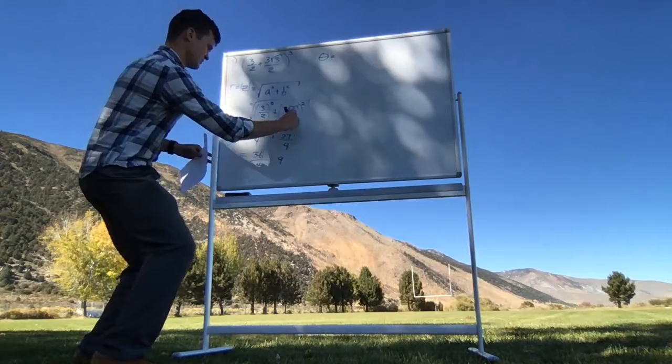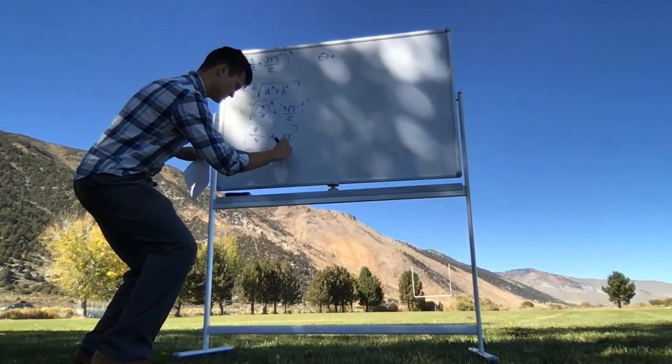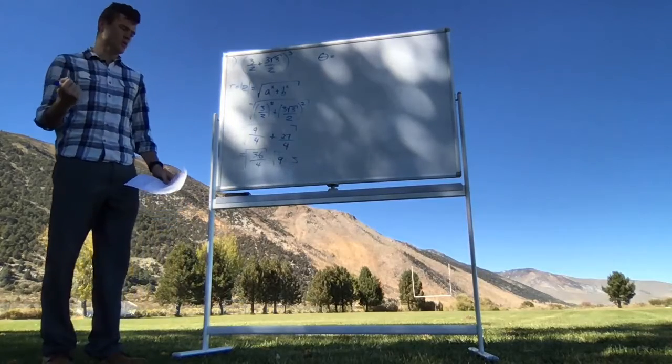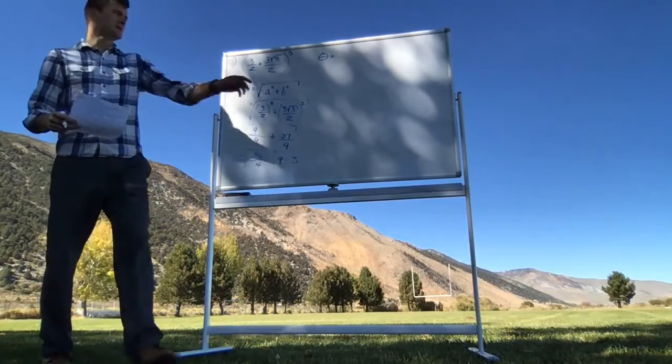So I should still have the square root, and then 3. Okay, so the distance is 3. Woo! We're there. Okay. Now we're gonna find the angle.